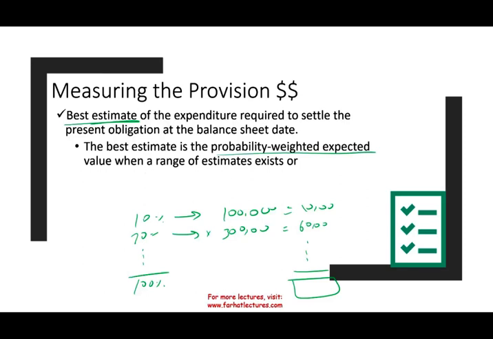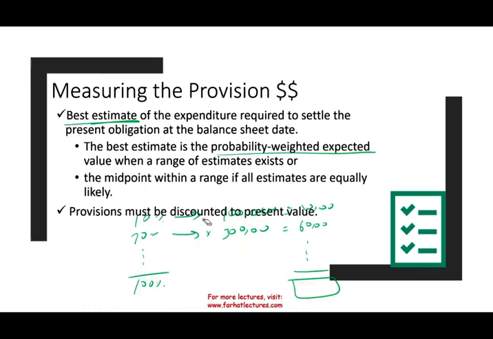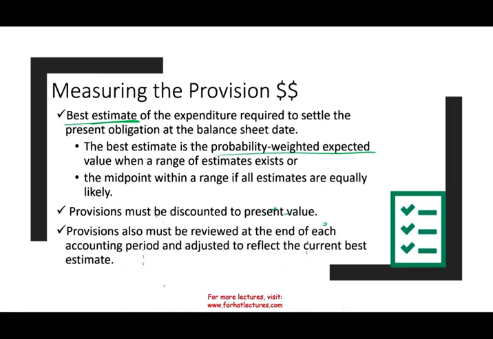So the best value is the probability weighted expected value within a range of estimates, or the midpoint if all estimates are equally likely. If you have two numbers, either 50,000 or 100,000, well, let's split the difference, 75,000. Now, also, the provision must be discounted. If you expect to be paying this 3 years from now, you will discount it to the present value. And provisions must also be reviewed at the end of each accounting period and adjusted to reflect the current best estimate.